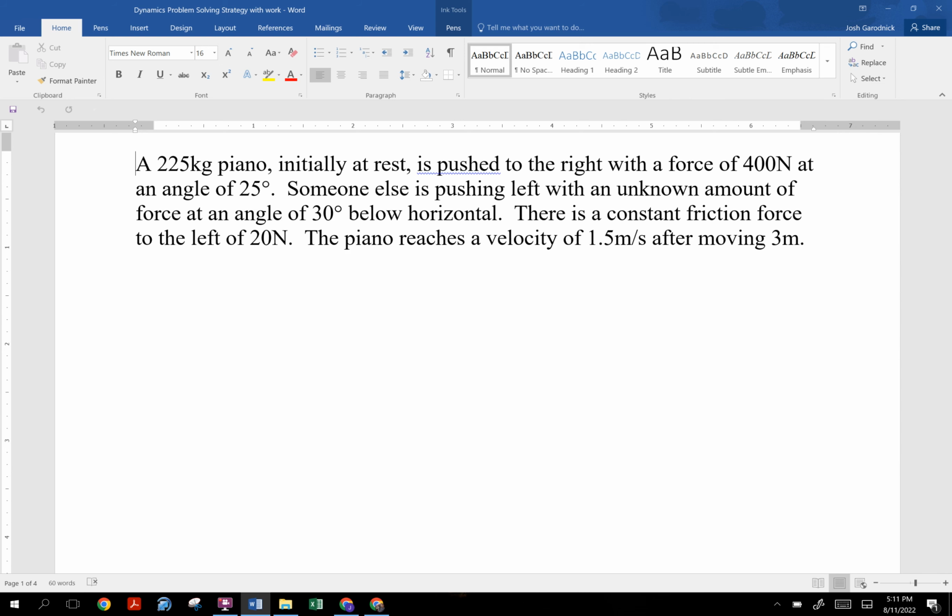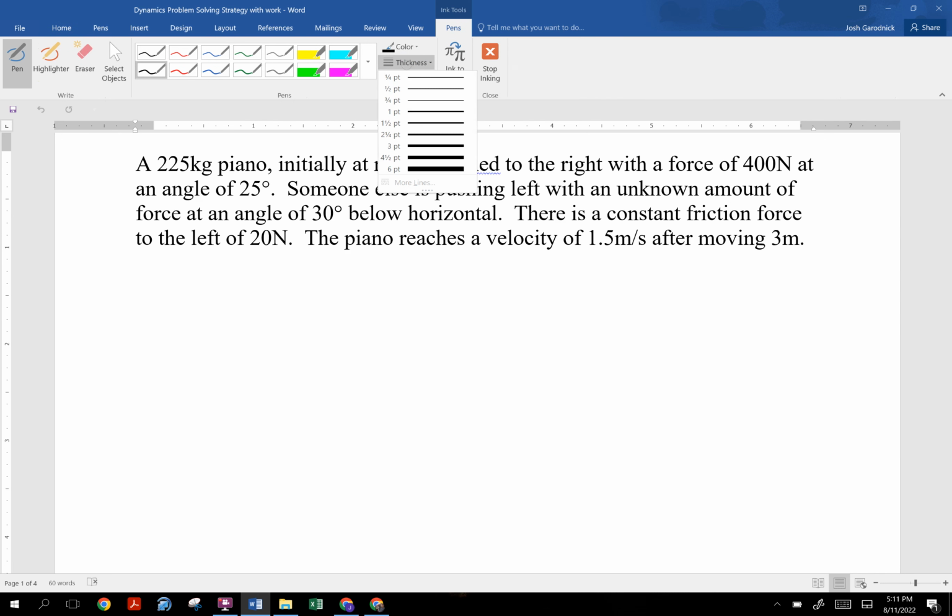So this is a basic problem where you've got an object being pushed with a variety of forces. Actually, one of them you don't know, an unknown force, and these forces are at angles. There's friction, and that friction force is provided as just 20 newtons. We also know that it starts from rest and it changes its speed over a distance. So that's going to bring us back to kinematics. All right, this is like a solid test problem. It's more than the basic problem, so let's get after it.